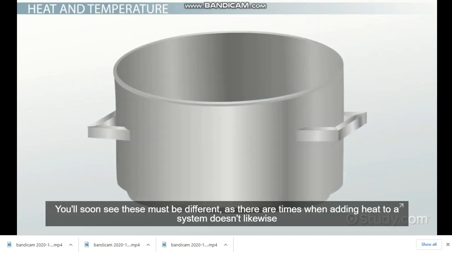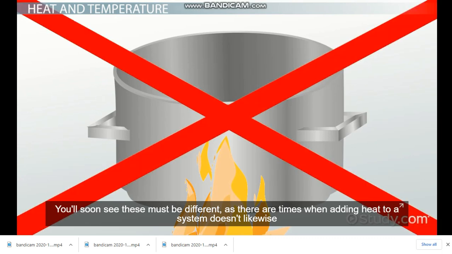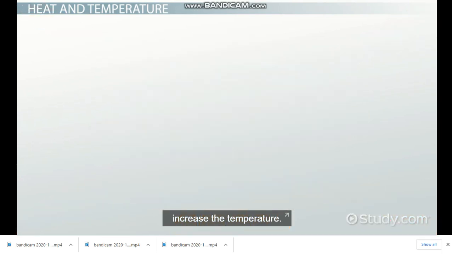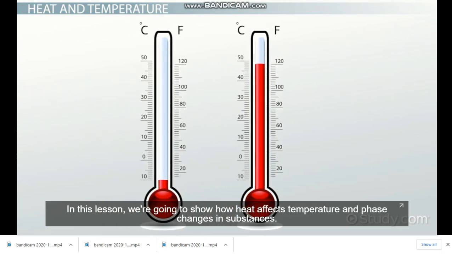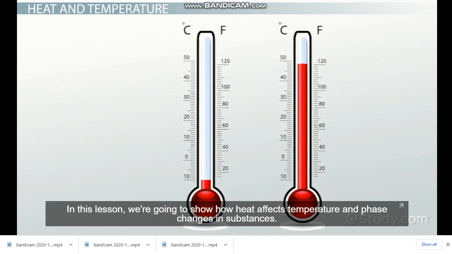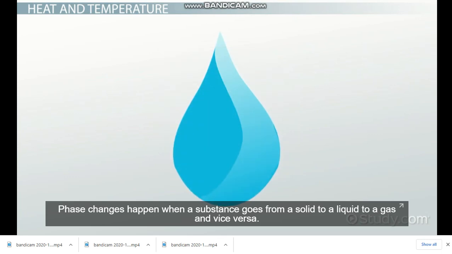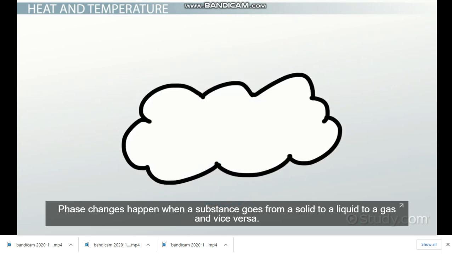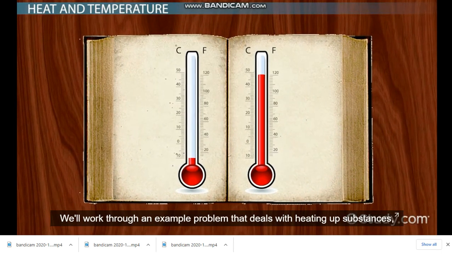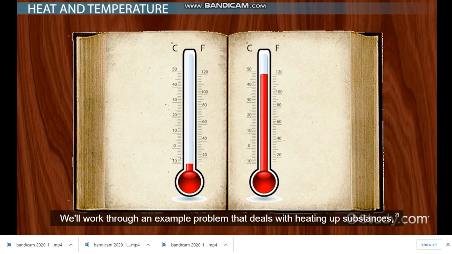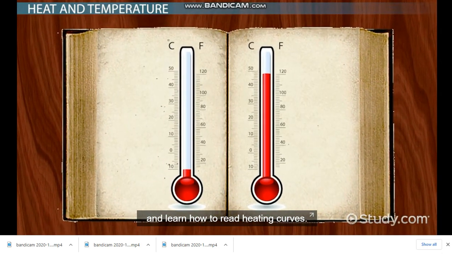You'll soon see these must be different, as there are times when adding heat to a system doesn't likewise increase the temperature. In this lesson, we're going to show how heat affects temperature and phase changes in substances. Phase changes happen when a substance goes from a solid to a liquid to a gas and vice versa. We'll work through an example problem that deals with heating up substances and learn how to read heating curves.